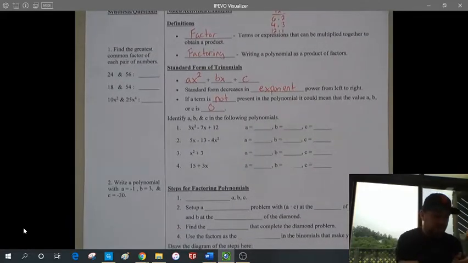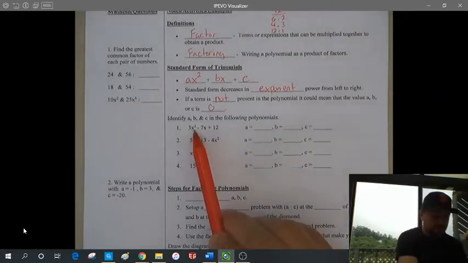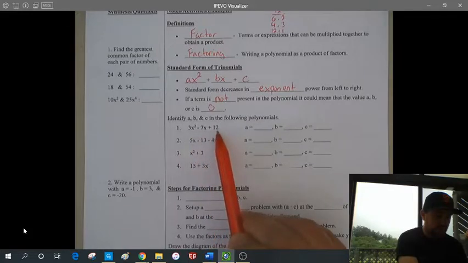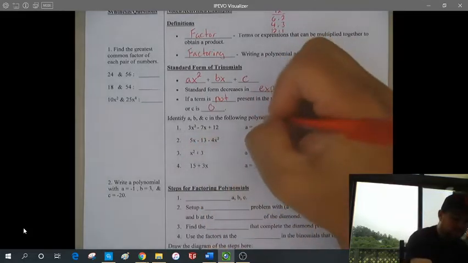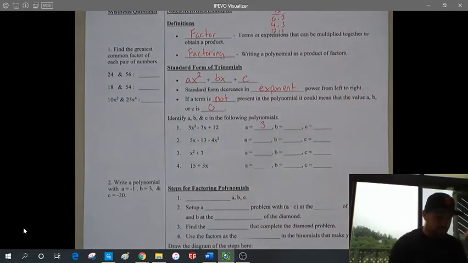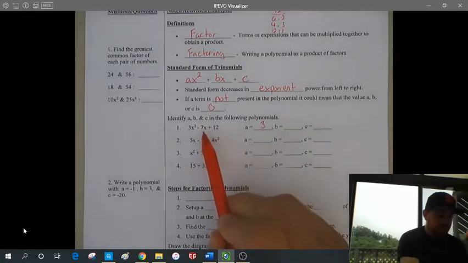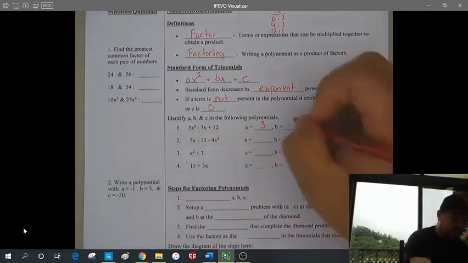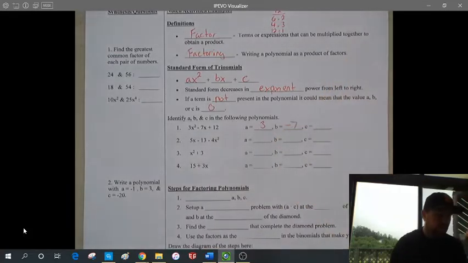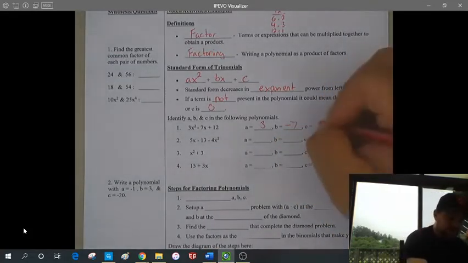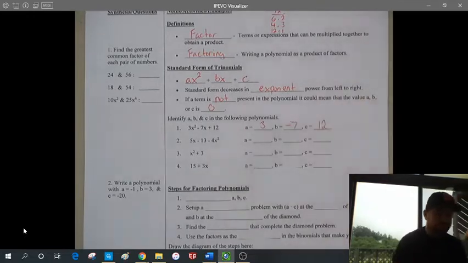Identifying the a, b, and c in the following polynomials. This polynomial is a trinomial to start off with here for number 1: 3x squared minus 7x plus 12. The a is always found as the coefficient of the x squared, and so in this case that would be 3. The b value is the coefficient of the x term. In this case, it's 7, but there's that minus in front of it, so it'll be negative 7. And then the constant, or the c term, is 12.